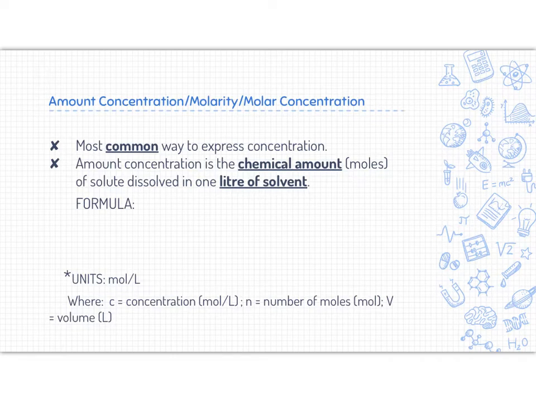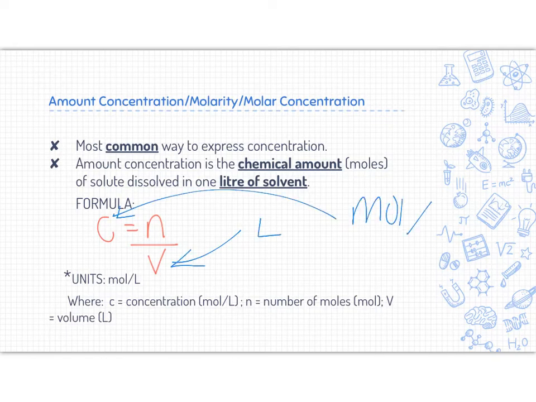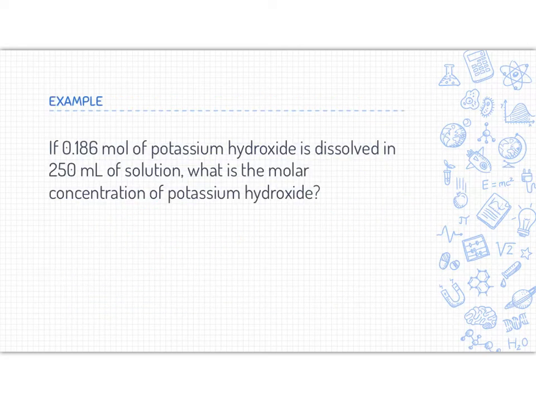Amount concentration is the chemical amount, so number of moles of solute dissolved in 1 liter of solution. The formula is concentration is equal to number of moles over volume. Again, where C is the concentration in moles per liter. Okay, that's its unit. N is the number of moles, obviously mole is its unit, and V is the volume, and it has to be in liters. Okay, so in liters, and then this will always be units of moles per liter.